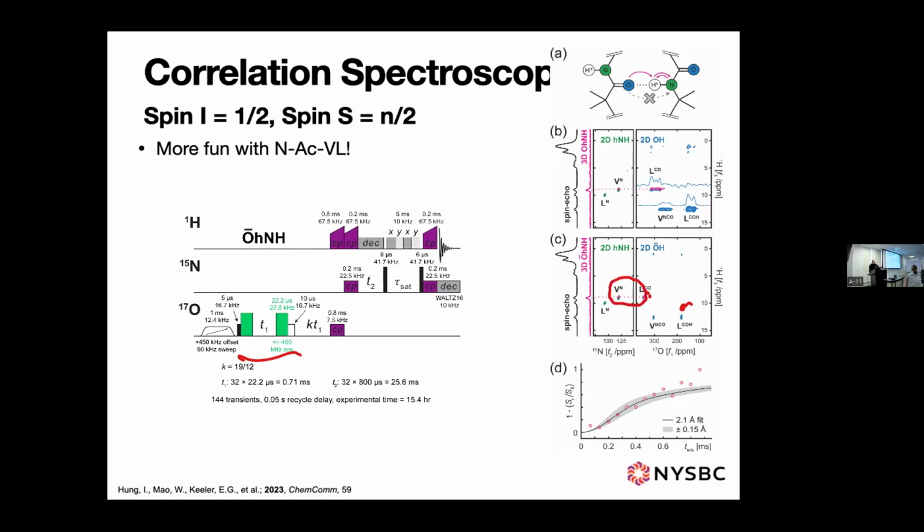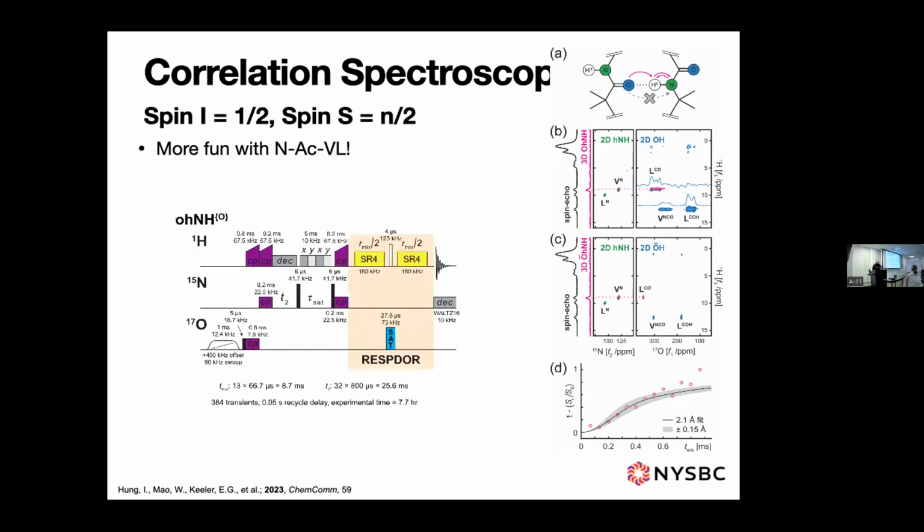And then we can do this experiment where we do REDOR, another technique, to correlate spin 1/2 to spin 3/2, and we can measure this sort of coupling between the two. But what we're doing in the spectroscopy is we're not going directly from oxygen to nitrogen, we're going through the proton, and that increases our sensitivity.